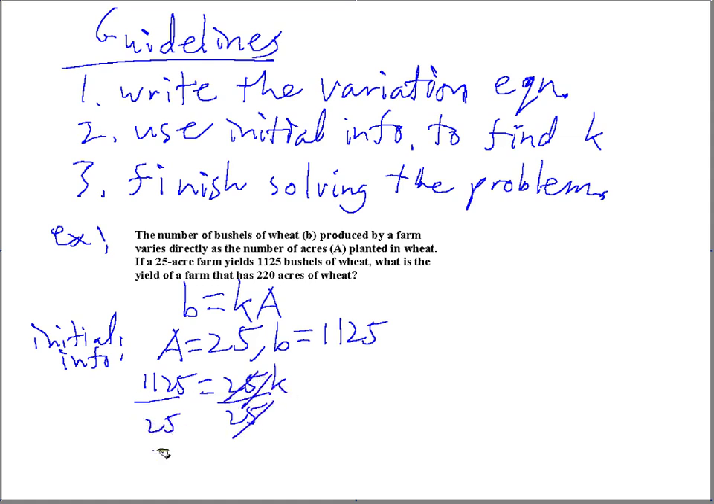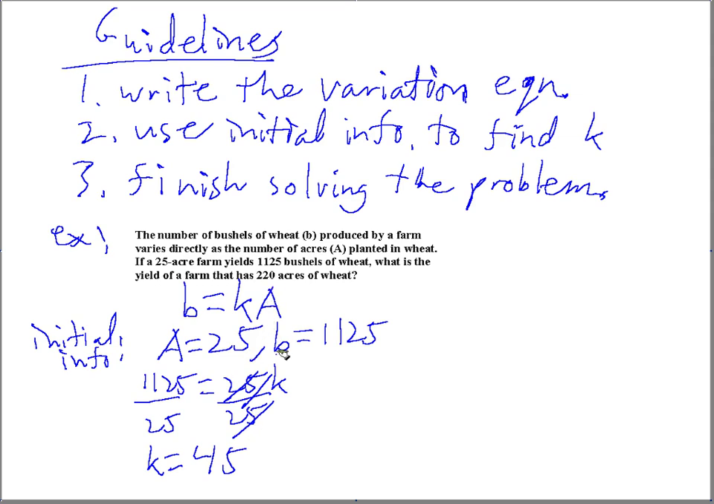All right. So k is equal to what? My variation constant. Well, 1125 on the calculator divided by 25. That's going to be 45. So k is equal to 45. Now, don't worry about the units until the final answer, right? Final answer has to be the right units, though. But k is just going to be a constant. Let's not worry about the units on k, all right? So, but k is 45.